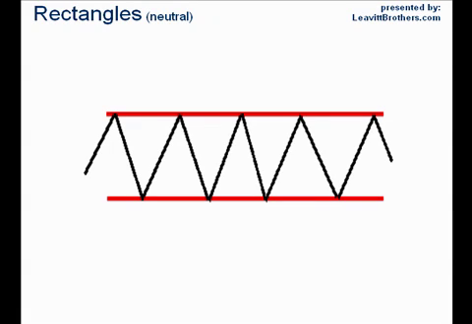Hi, and welcome to Leavitt Brothers tutorial on neutral rectangles. Neutral rectangles represent large periods of doubt and indecision. They're characterized by parallel trend lines as the forces of supply and demand are nearly equal. The pattern is typically large and takes several months and often more than a year to form.